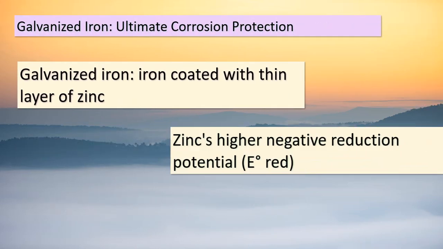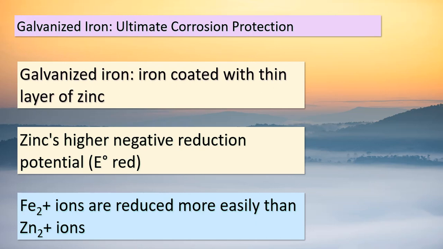Hello again, students. Now, let's talk about a remarkable solution to combat corrosion: galvanized iron. Galvanized iron is simply iron covered with a thin layer of zinc. What makes this combination so effective? Well, it's due to the difference in their reduction potentials.